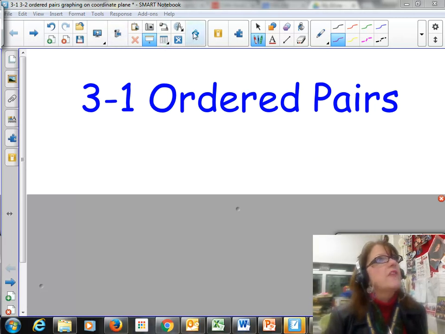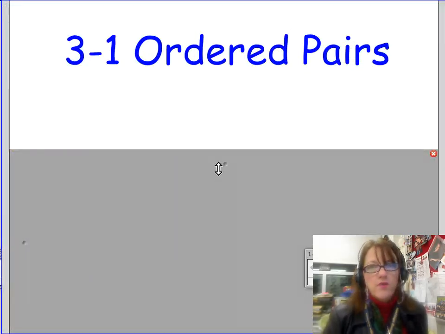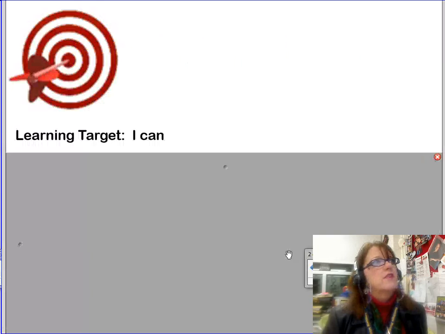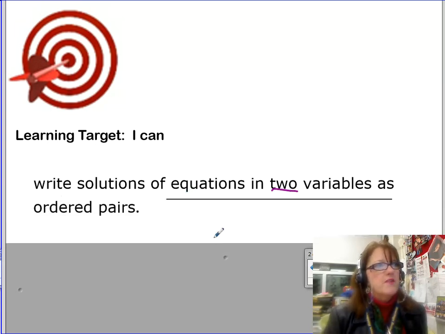Alrighty. So at the top, it should say chapter 3, section 1, ordered pairs. And our learning target for today is this, I can. And this one's a little wordy, so make sure you pause the video if you need to. I can, and it's two-part. Write solutions of equations in two variables, and typically we'll have x and y, as ordered pairs.